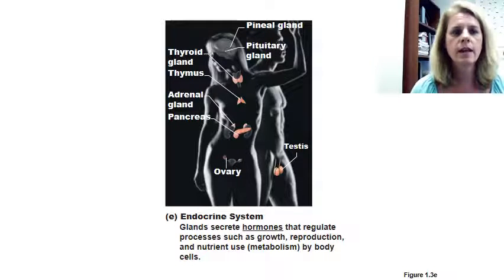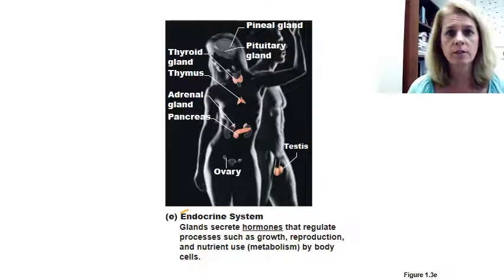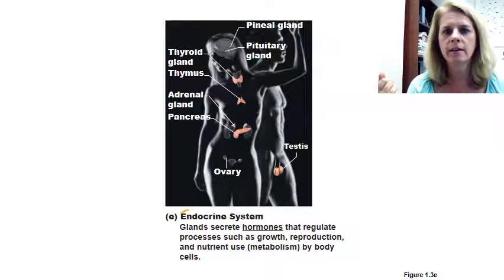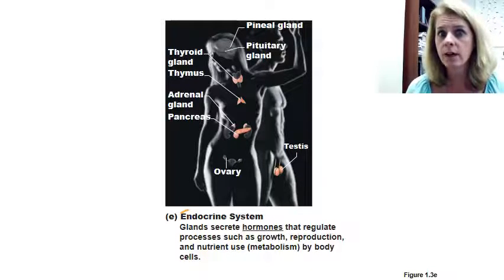Okay, so the next control system is the endocrine system. It's also a control mechanism, but unlike the nervous system, which is really, really fast, the endocrine system is slower. Instead of being lightning quick like the nervous system, the endocrine system can take minutes or hours or days or even years, so it's a lot slower.